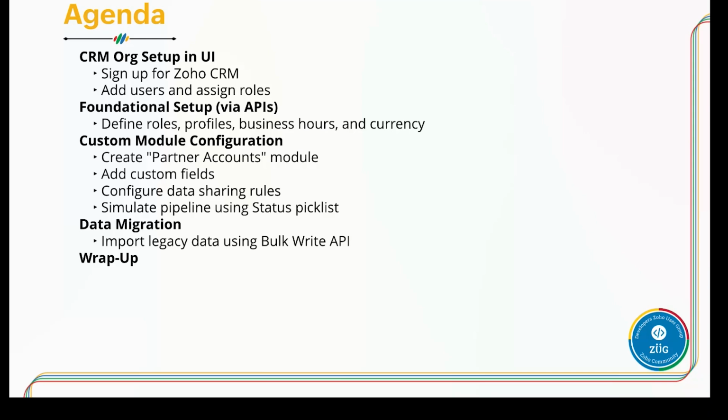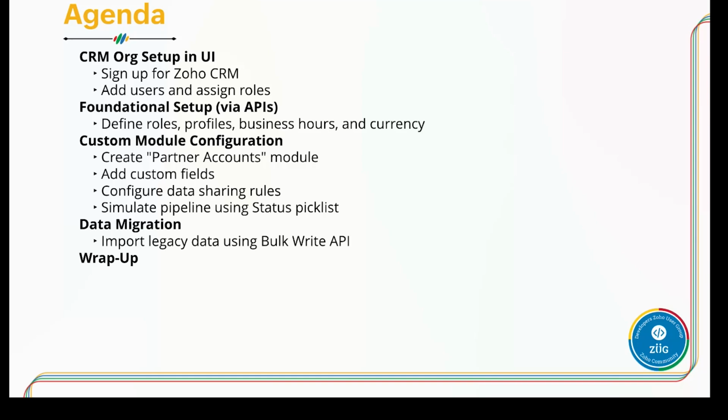Yes, now this is where the real build begins. We'll create a new module called partner accounts using Zoho CRM APIs and add custom fields that make sense to our use case. We'll also set up data sharing rules to restrict sensitive information. Then we'll simulate a pipeline experience using a picklist wheel because pipeline functionality isn't supported for custom modules yet.